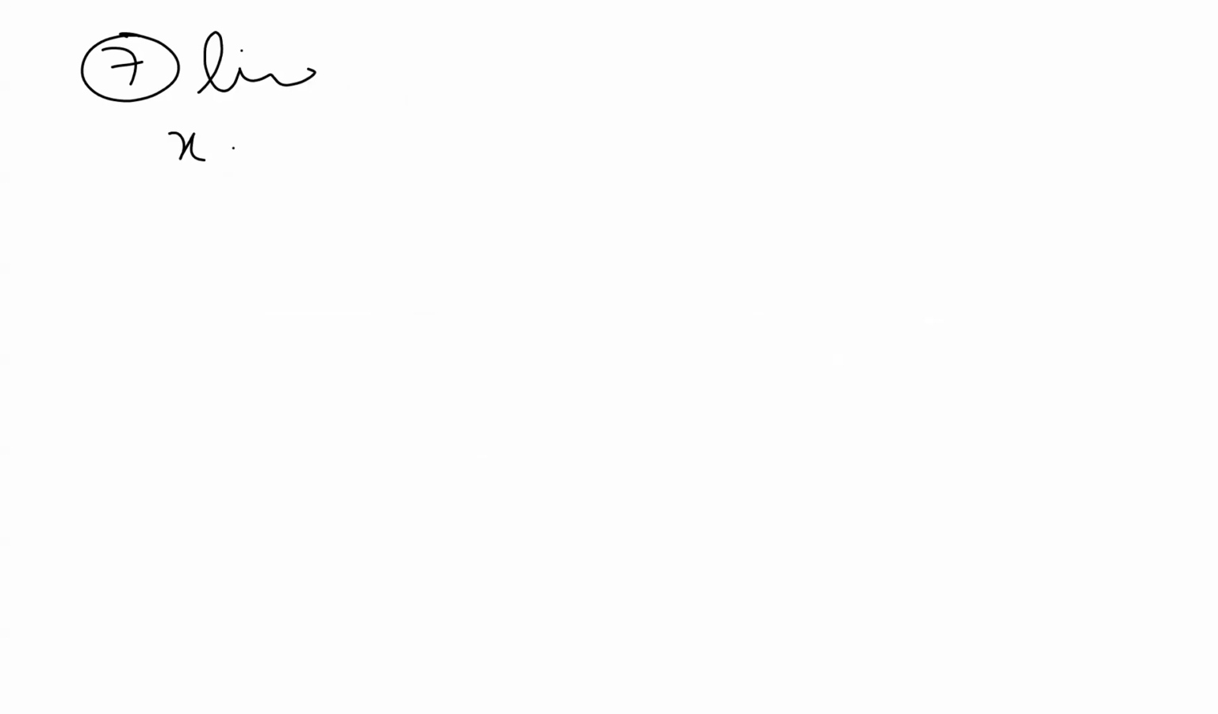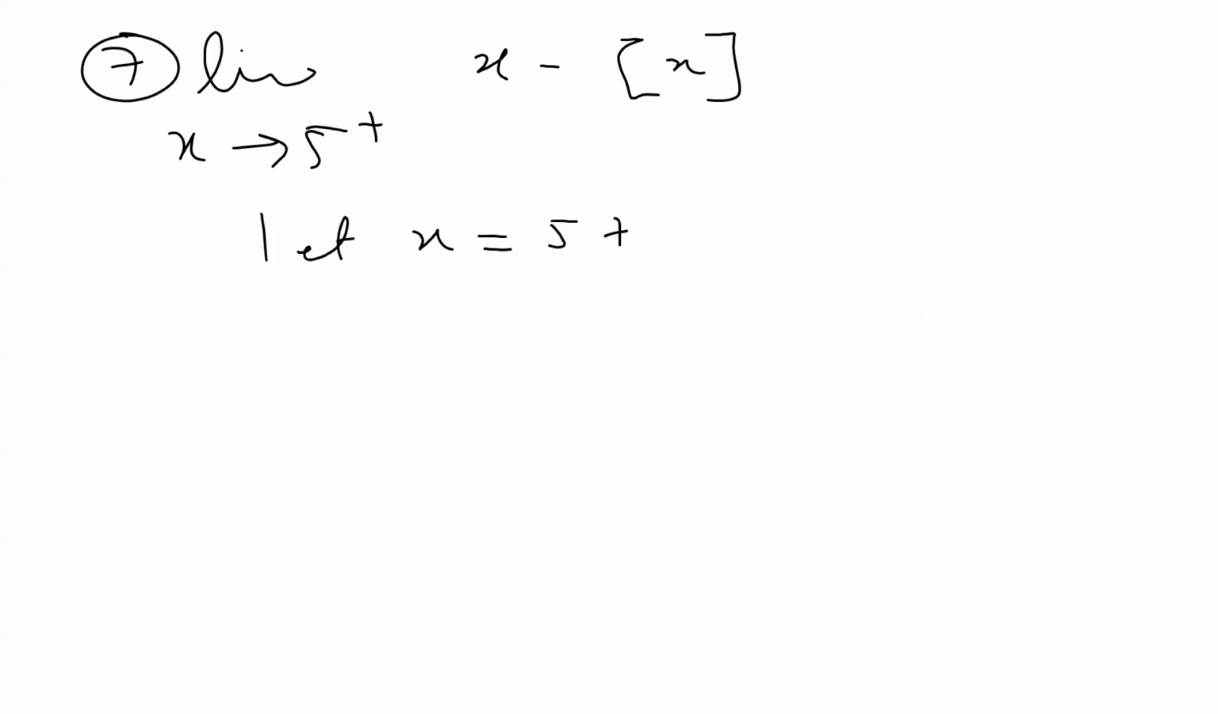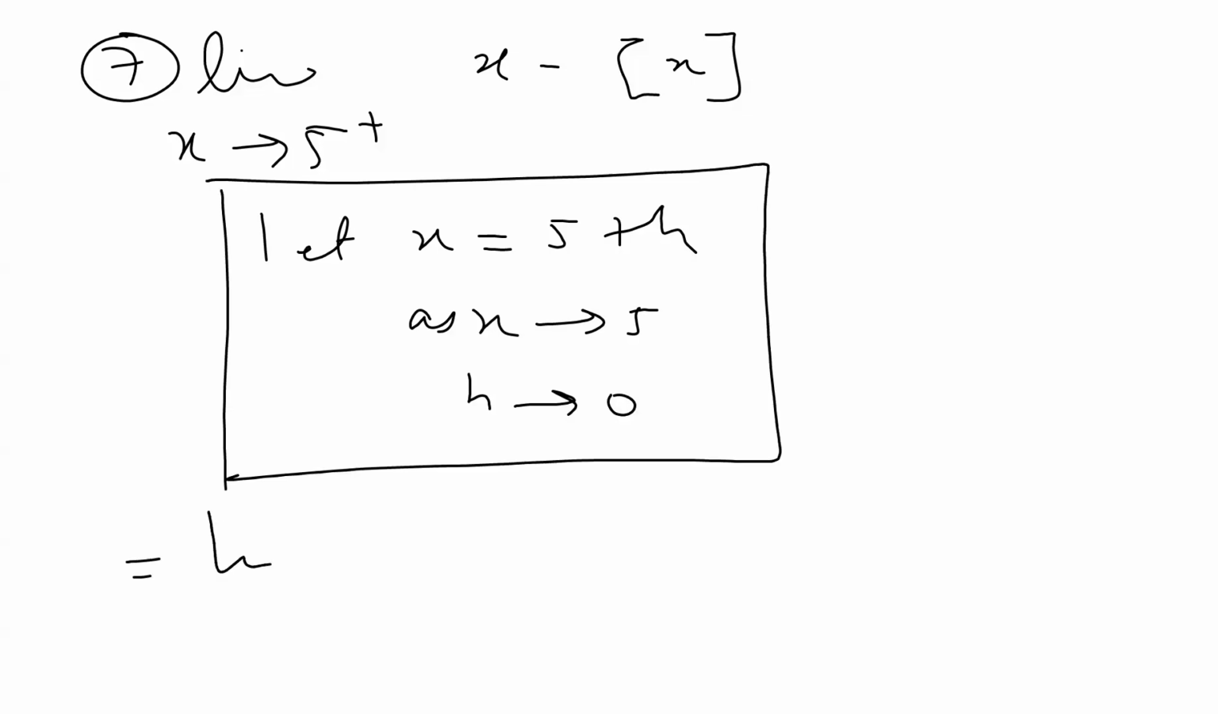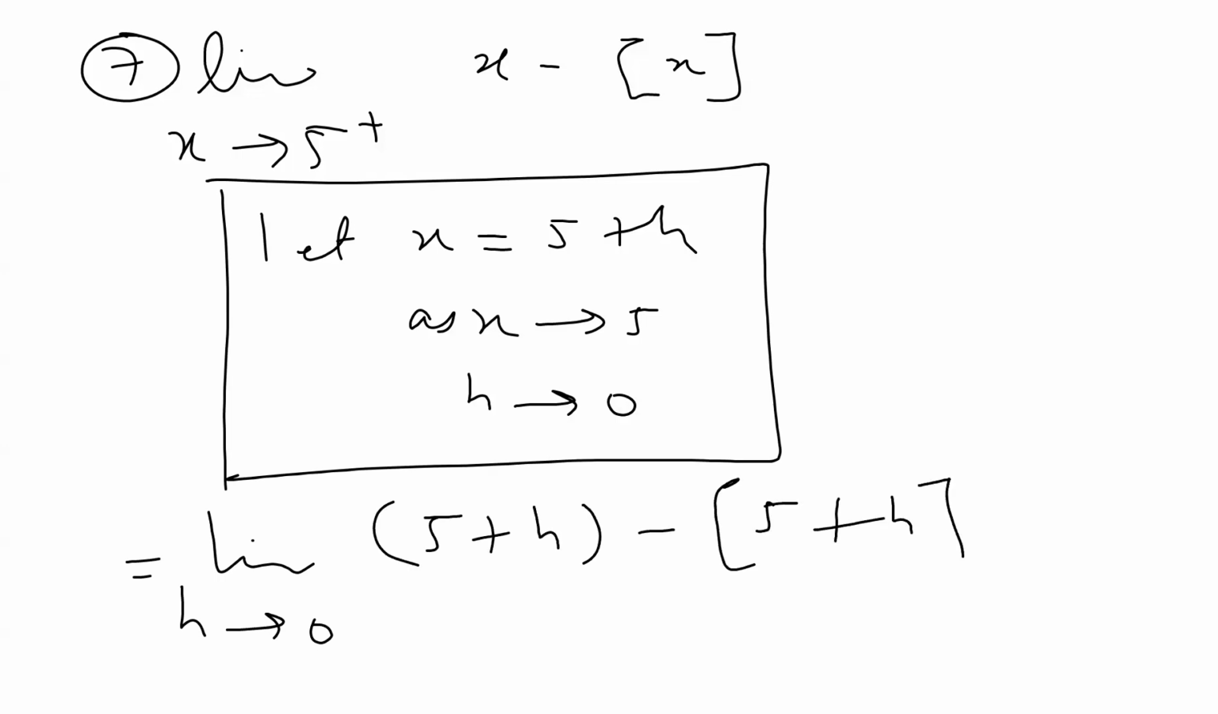Question number 7. X approaches 5 plus, x minus greatest integer function of x. Now since this is RHL, let x is equal to 5 plus h. As x approaches 5, h will approach 0. So limit h approaching 0, 5 plus h minus greatest integer of 5 plus h. Okay, now there is no denominator, so just put the value of h as 0 over here.